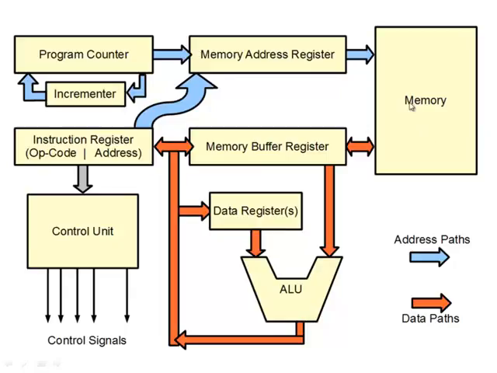Other data paths may allow values from memory to be copied into the memory buffer register, passed into different registers for processing, and passed into the arithmetic logic unit, for example for adding two values together, and then potentially passed back to the memory buffer register and returned to store the result in memory later.